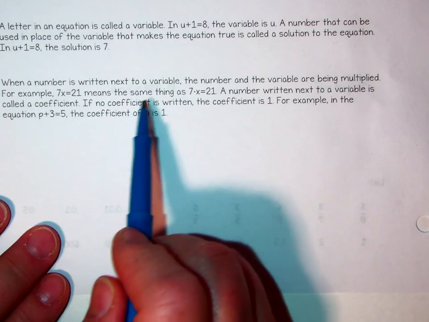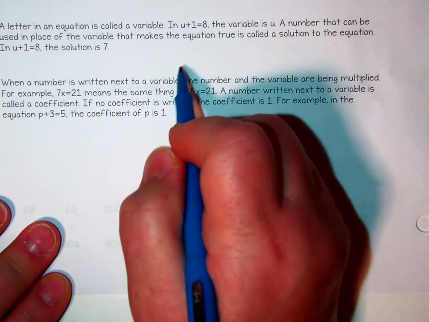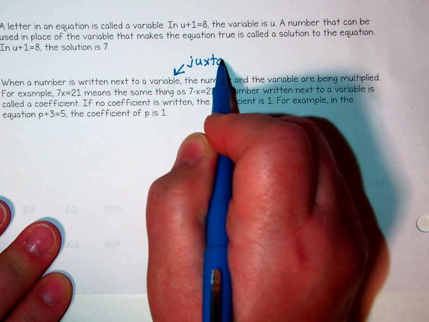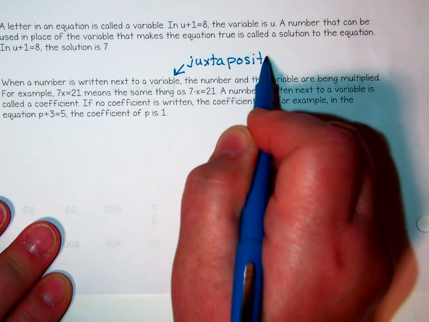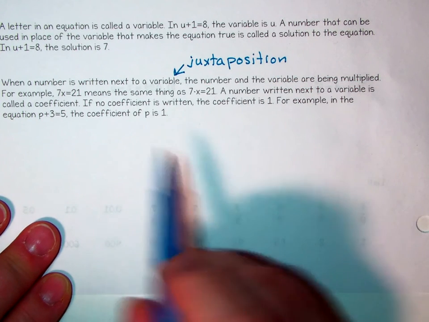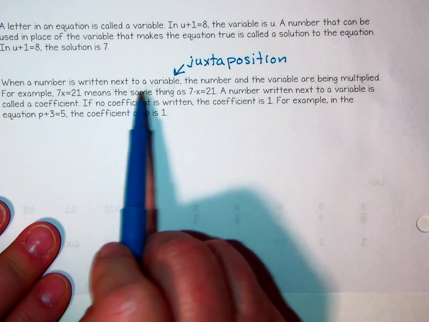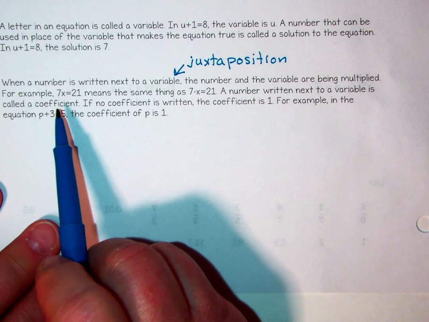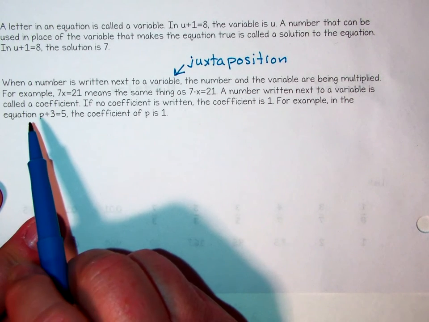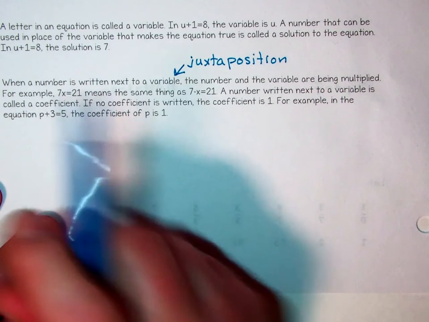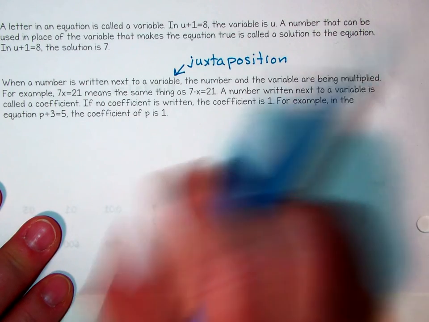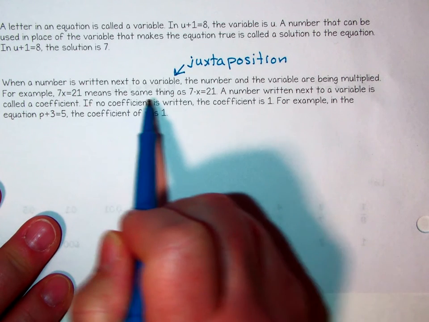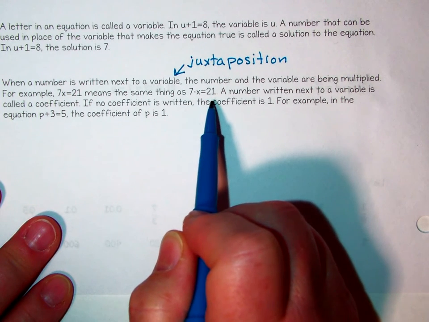Now this is important. When a number is written next to a variable, and actually in math, we call this juxtaposition, it means they're right next to each other with nothing in between. So when a number is written next to a variable, the number and the variable are being multiplied. That's implied. Even though there's no multiplication symbol, it is understood that if a number is directly next to a variable, you are multiplying them. So, for example, 7x equals 21 means the same thing as 7 times x equals 21.